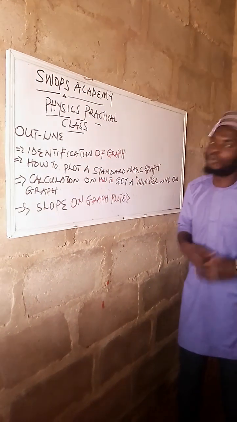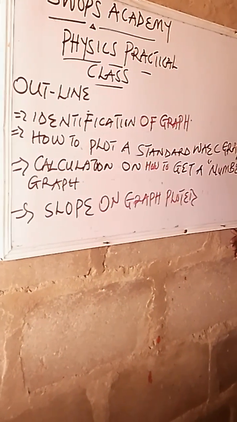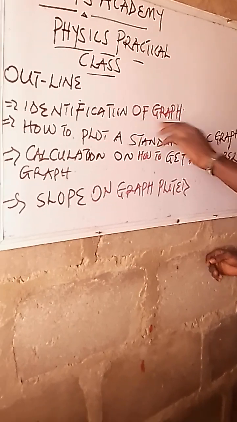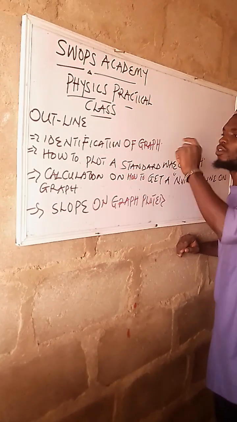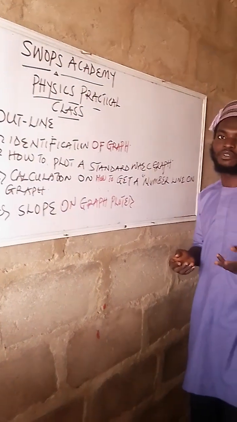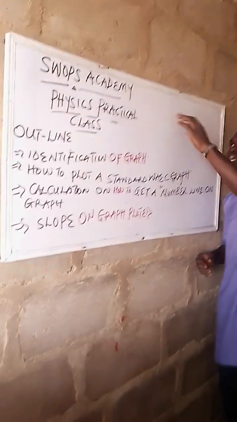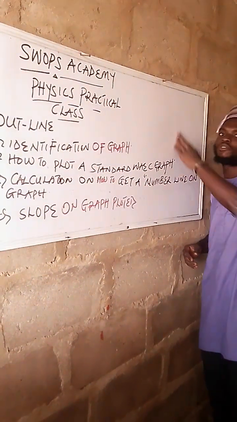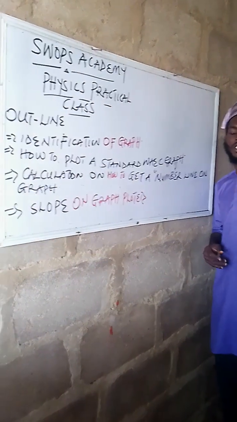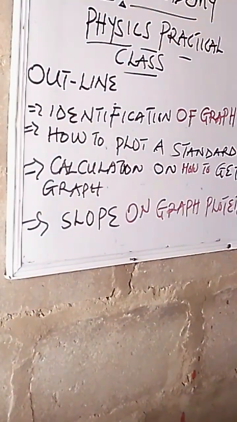Now, these are all what we are going to talk about. Outline. First step is identification of graph. In physics, how many graphs do we have? Then how can we identify them? What is the symbol that you are going to see for you to know that this graph is so-and-so graph? Because a question might come in that says identify the plotted graph. How are you going to know that? We are going to look into that.